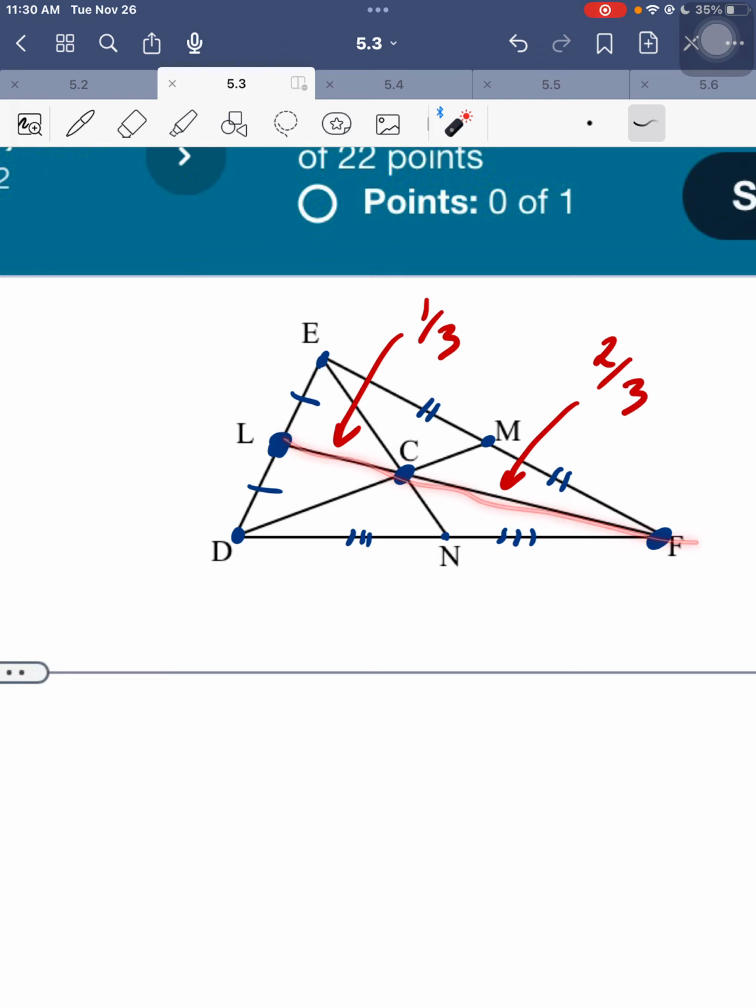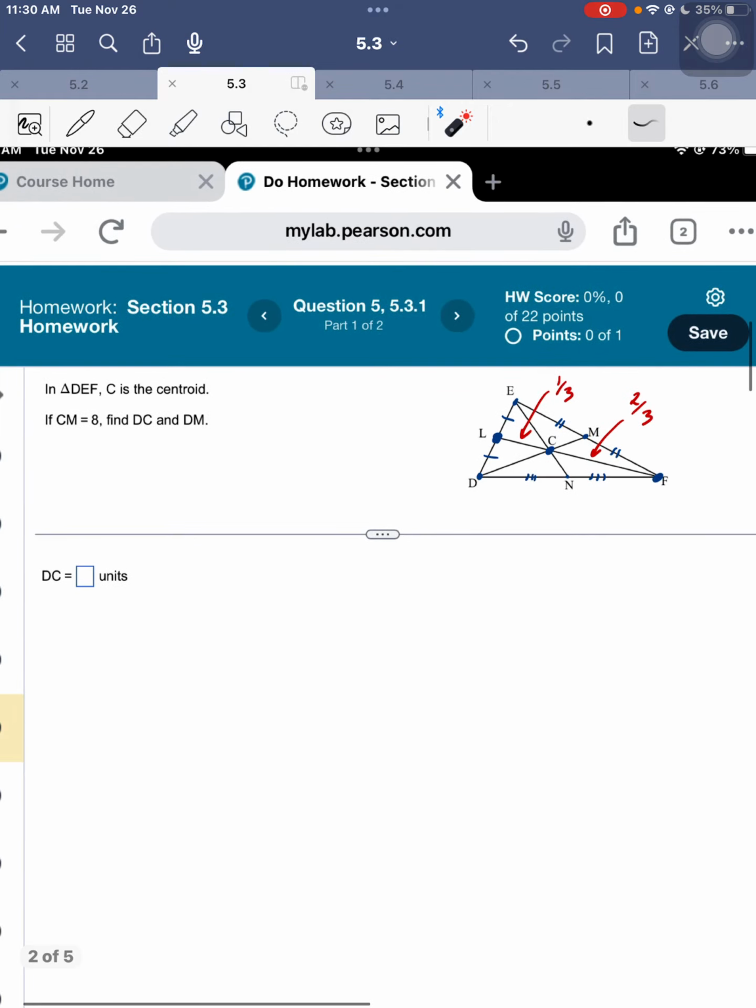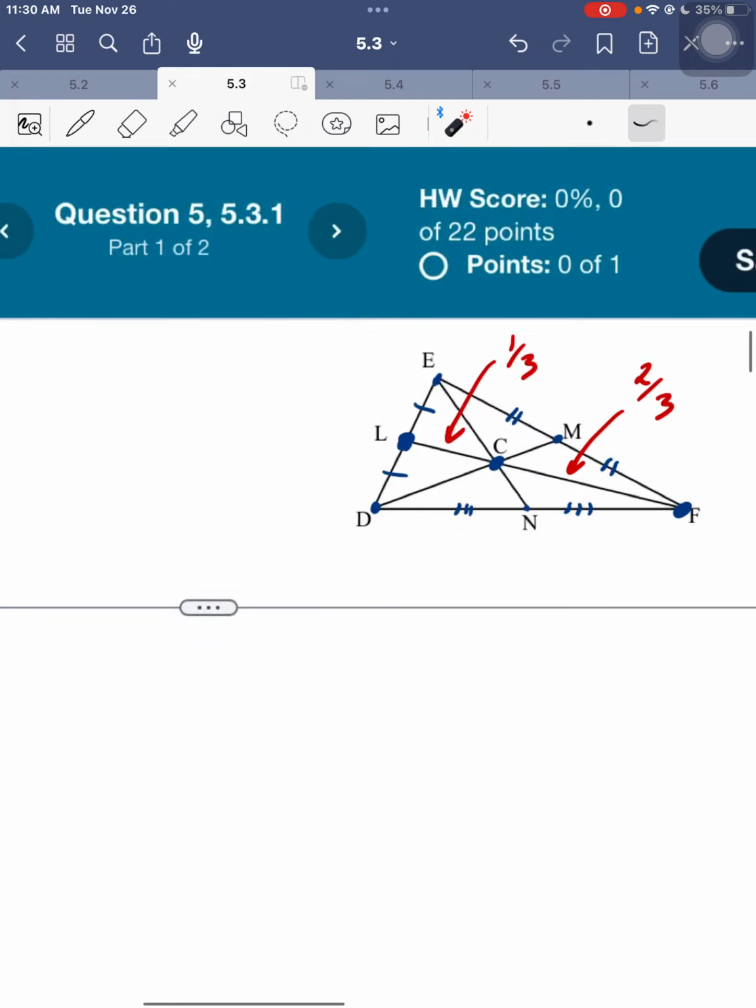Okay? So my whole median would be 30. Okay, so that was just a review of things that you have to know. So now, if CM is 8, find DC and DM.